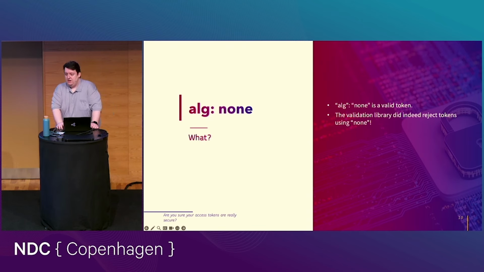And they investigated this. They actually tried it themselves, and the validation library was rejecting tokens where algorithm equals none. However, it failed to detect algorithm equals none in caps or mixed case. I am not making this up. This actually happened. If you really want to know, it was a Java library.